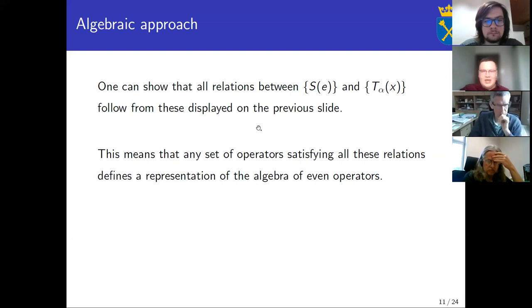And this means that we can define a representation of this even algebra in the following way. We construct some operators S and T alpha, and we verify that they satisfy all these relations. And then we will have a representation of the even algebra, and therefore, by the previous remarks about representations, we will know that the space on which the operators act can be identified with some direct sum of some subspaces of the Fock space. And one can, of course, understand this decomposition in the concrete construction that I will show you.